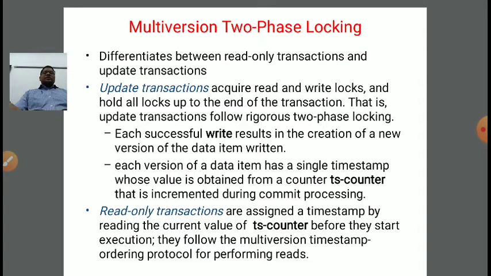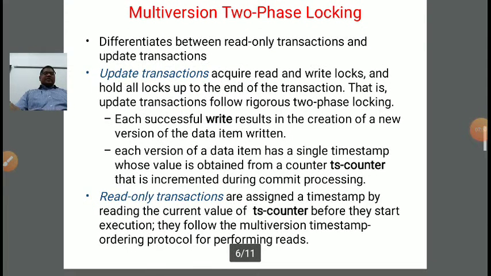Now first, each successful write results in the creation of a new version of the data item being written. Each version of a data item has a single timestamp whose value is obtained from a counter, TS counter, that is incremented during commit processing. Clear? So we can say each version of a data item has a single timestamp whose value is obtained from a counter, TS counter, that is incremented during commit processing.